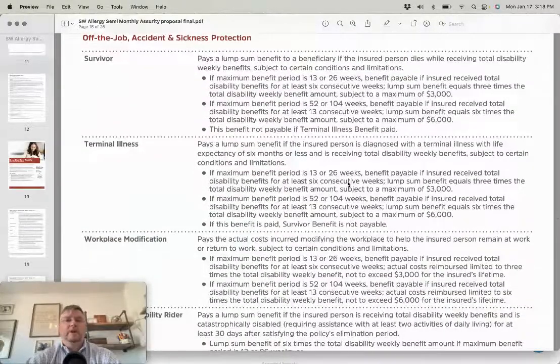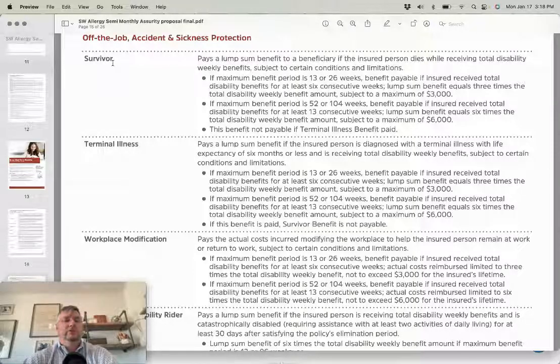Survivor. I guess I should be reading that out loud, but I think I'm already past that point now. Okay, I'm just going to go ahead and read it.